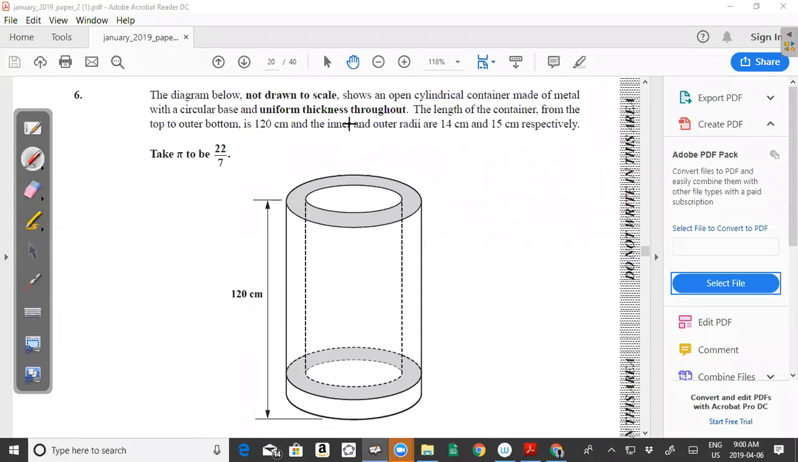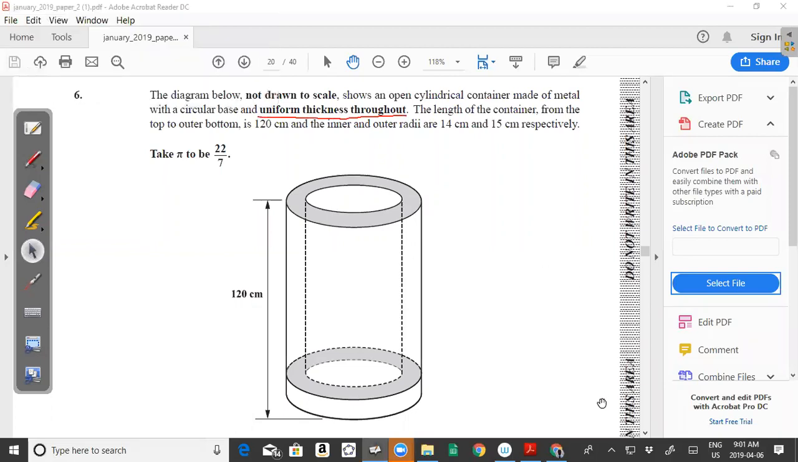All right, so the diagram below, not drawn to scale, shows an open cylindrical container made of metal with a circular base and uniform thickness throughout. The length of the container from the top to the bottom is 120 centimeter, and the inner and outer radii are 14 centimeter and 15 centimeter respectively. We're given pi to be 22 over 7, and this is your cylindrical container here.